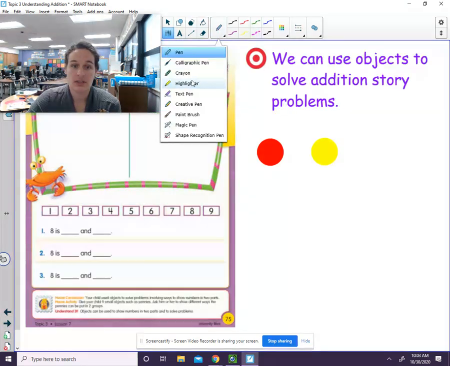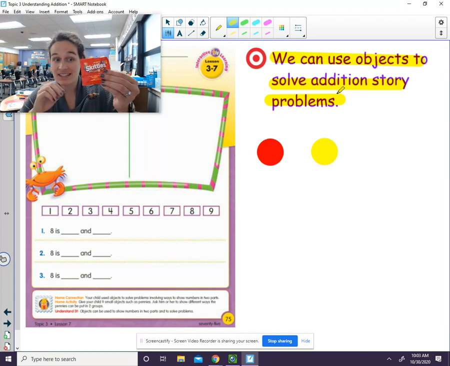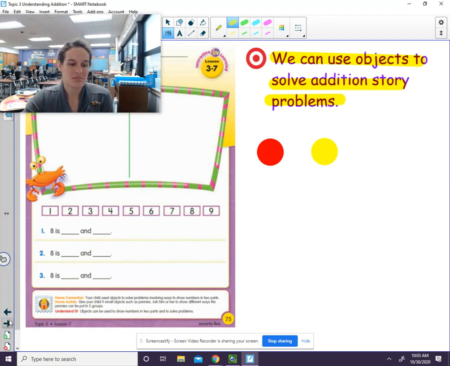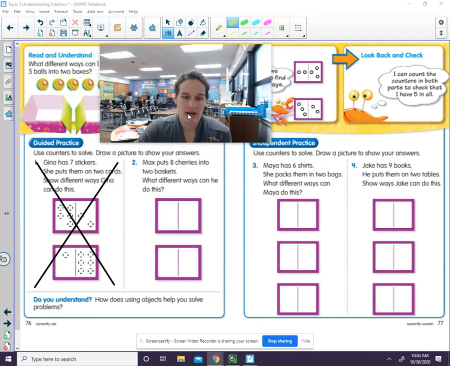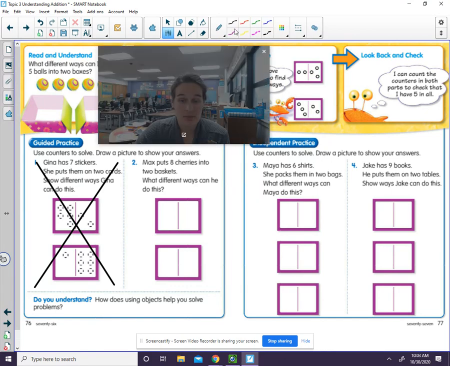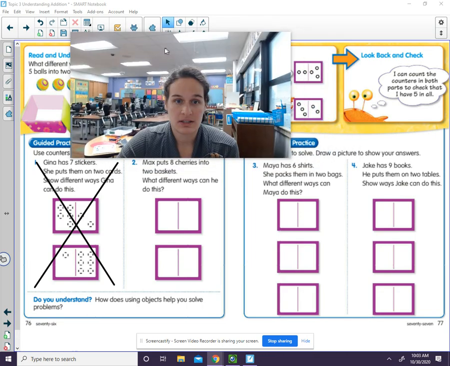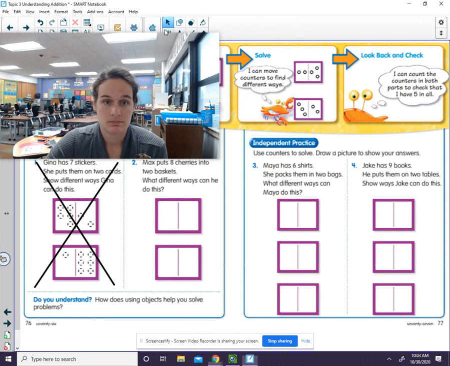So our learning target says we can use objects to solve addition story problems. And the object you get to use today is Skittles. So we are going to go ahead and start with this problem here. I will be modeling it underneath the document camera so you can see how I use Skittles to help me solve it. Okay? But we first have to read it.